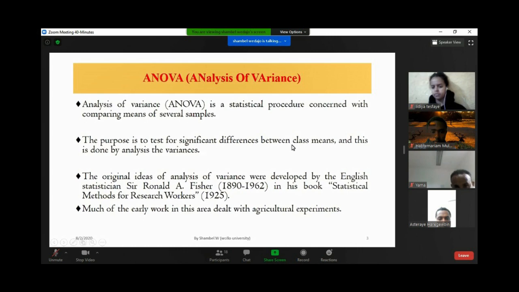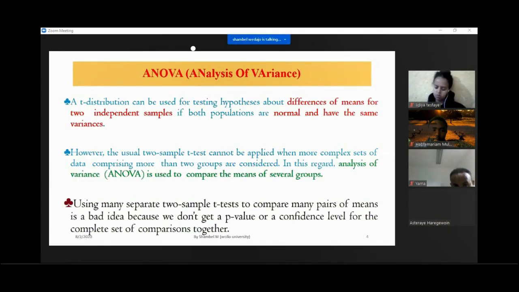So a t-distribution, as we know, can be used for testing hypotheses for the difference of means for 2 independent samples. You have group 1, you have group 2. If you remember, the presenters presented the t-distribution. For the difference of means of 2 independent samples, if both populations are normal and have the same variance, we can compare whether their means differ based on the t-distribution.